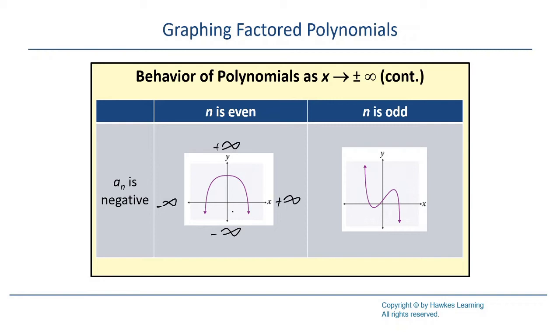Make sure that you read it as you go to the right or as you go to the left. Positive infinity implies going to the right. Negative infinity implies going to the left. So as x approaches negative infinity, f of x approaches positive infinity, because if you follow this trail, it goes up like that. As x goes towards positive infinity, f of x goes towards negative infinity.